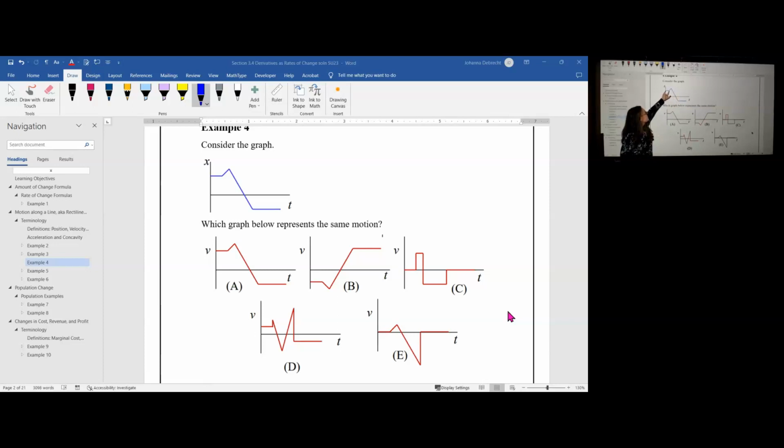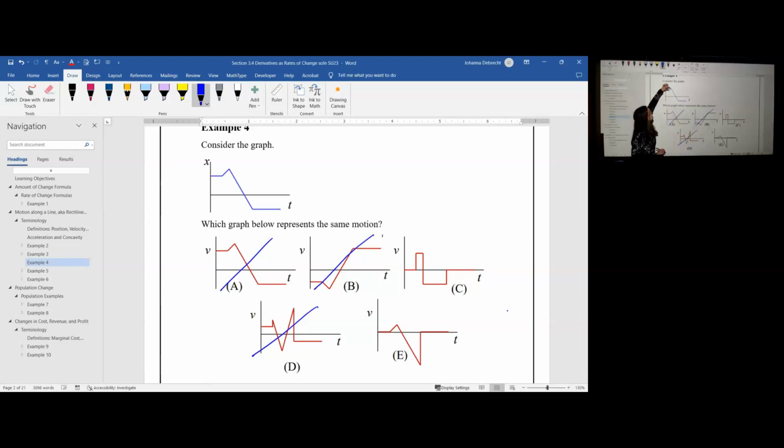This little section is horizontal, which means the velocity is 0. So that section should correspond to a horizontal segment on the t-axis. Well, what does that leave out? Which of these does that eliminate? Definitely eliminates A, B, and D. They do have horizontal segments, but not indicating 0 velocity. It's not on the t-axis. So we can mark out these 3 graphs, leaving only C and E.